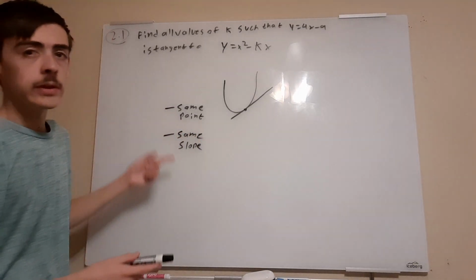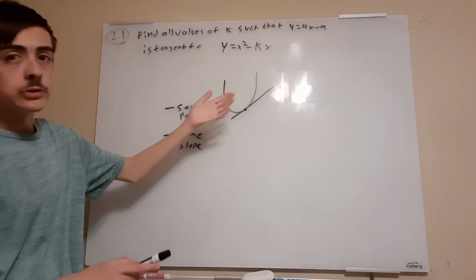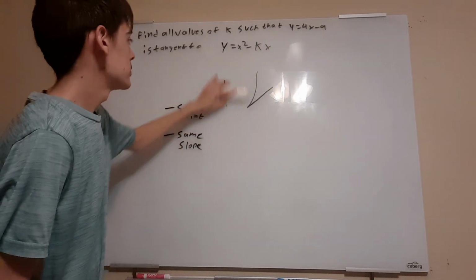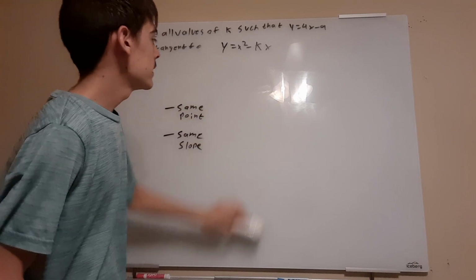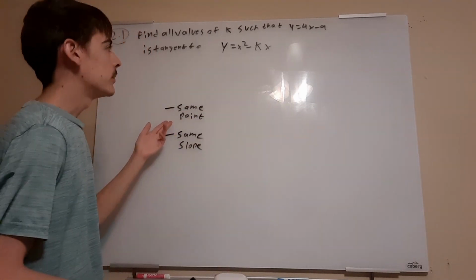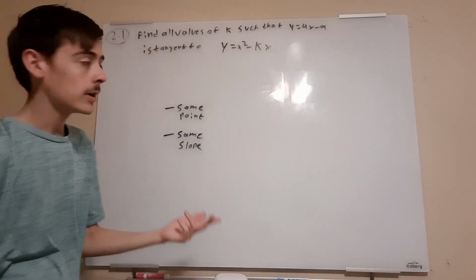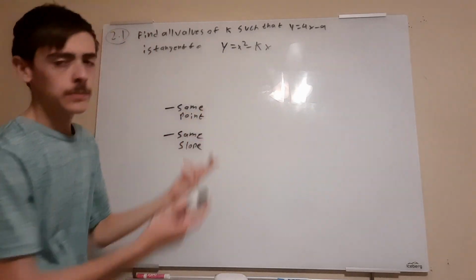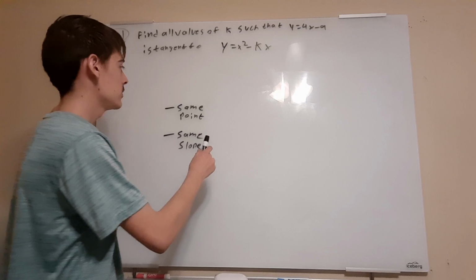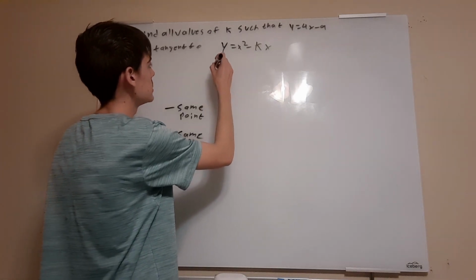So we know these two things, but how do we actually apply this to our problem? The first thing we can think of is that if they have the same point, then the two functions are going to be equal to each other at that one spot. Their y values will be equal and their x values will be equal. So if they're the same point, we could set the functions equal to each other.